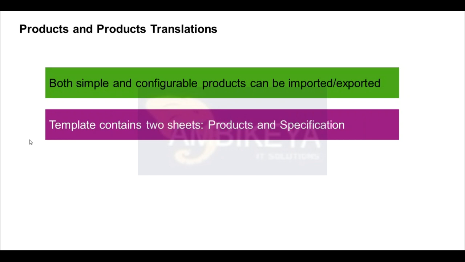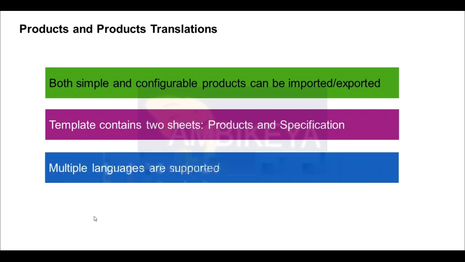Again, in this case, the template has 2 sheets. For whatever reason, the sheet with the information is called specification rather than important info, but it's the same thing. And once again, we have that support for multiple languages, so I'm going to show you how we do a translation after we get the products imported.